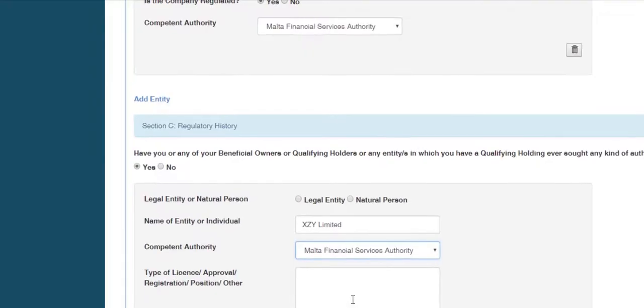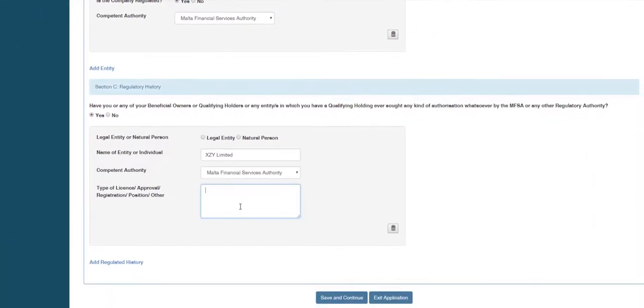Section C. Regulatory history. The applicant is required to disclose whether its beneficial owners or qualifying holders or any entity or entities in which the applicant has a qualifying holding ever sought any kind of authorization whatsoever by the MFSA or any other regulatory authority.